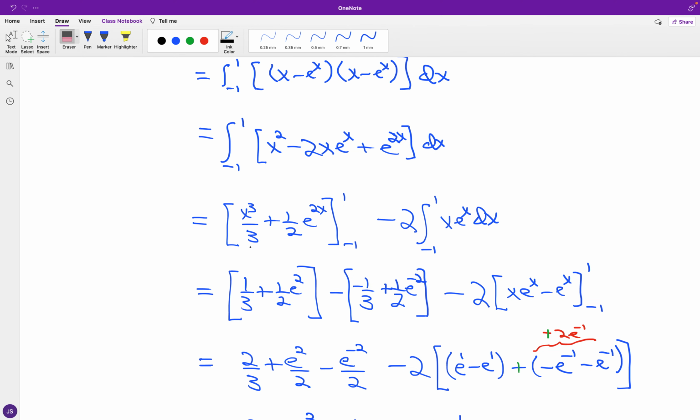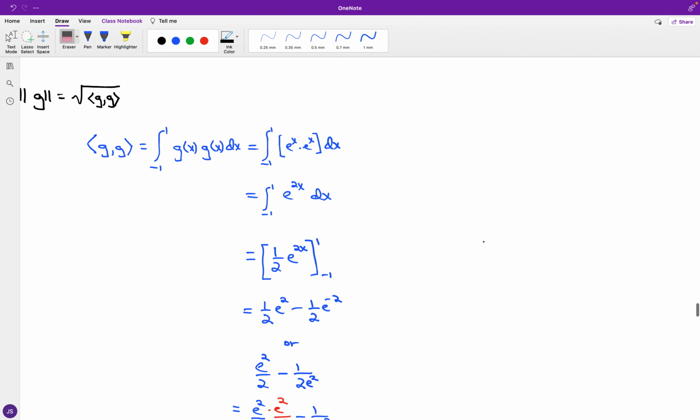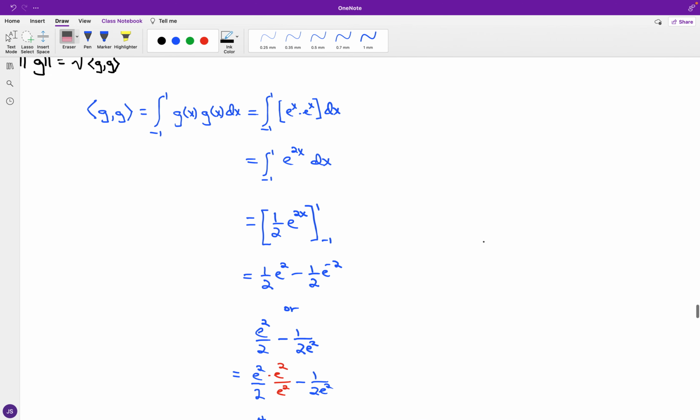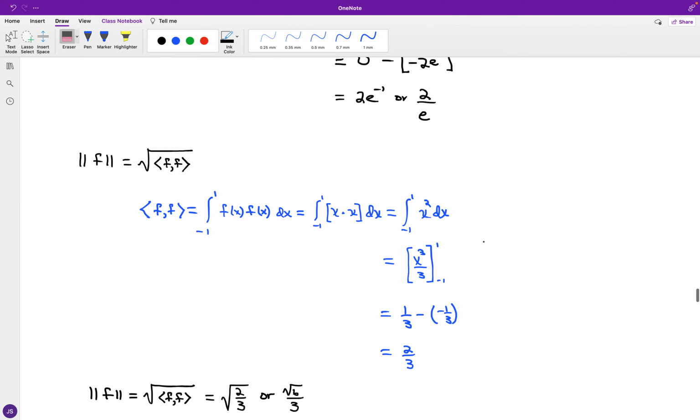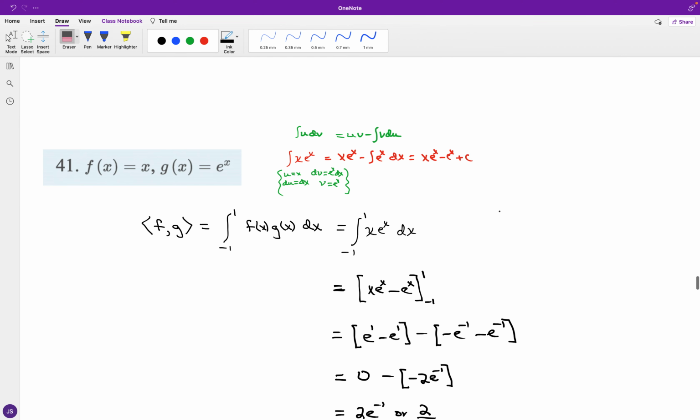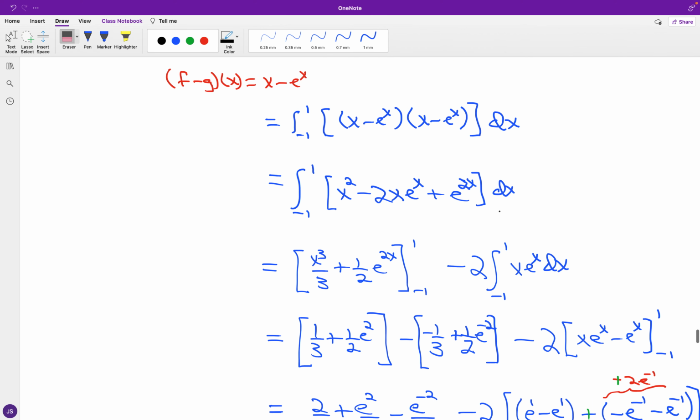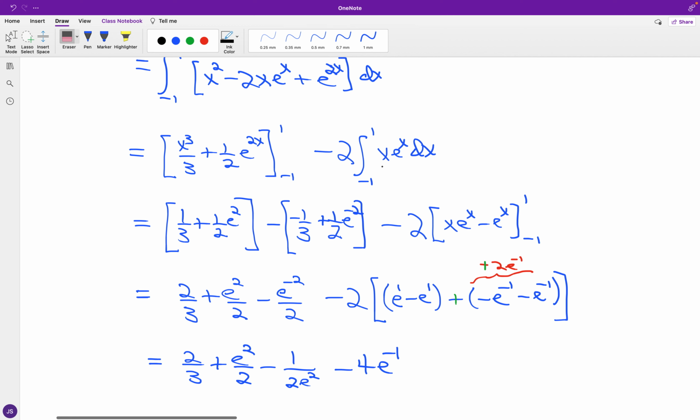And again, with the first part here, we got 1/3 plus 1/2 of e squared, and minus from the lower limit, you got negative 1/3 plus 1/2 of e to the -2, and we have this integral that we have here. So this is going back to what we had with the integration by parts. Again, the antiderivative of x e to the x dx is x e to the x minus e to the x, as x goes from negative to positive 1. So we have -2 times the quantity.